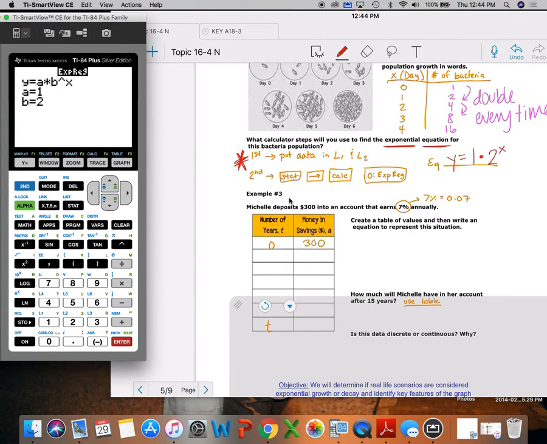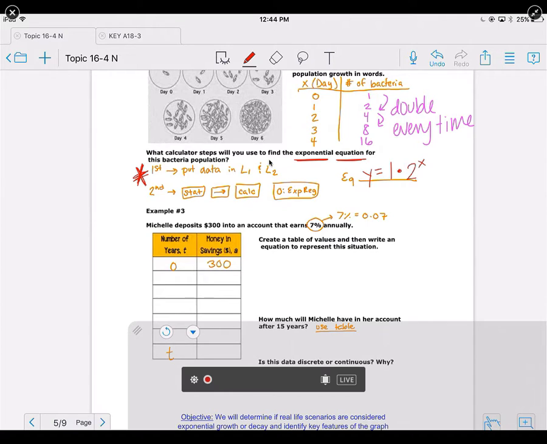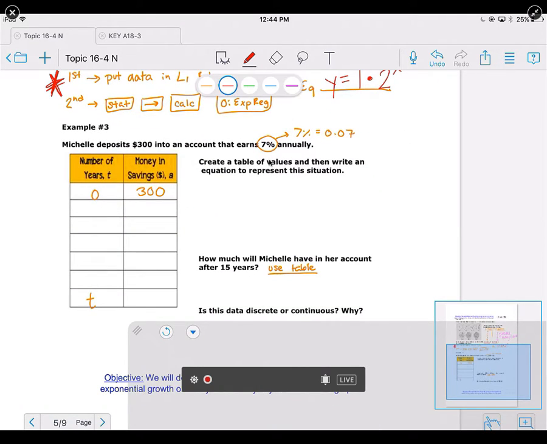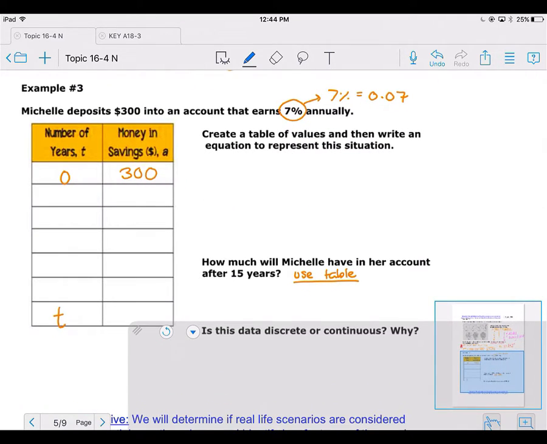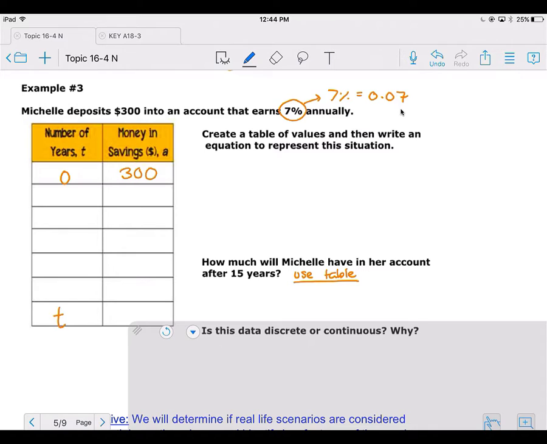So just like we can use a calculator to figure out a table in a linear capacity, we can do that in an exponential capacity as well. For example 3, Michelle is depositing $300 into an account that earns 7% annually. We've reminded you here that with percents, you have to move the decimal to the left 2 times so that you can find your decimal. They then ask us to create a table of values and write an equation to represent the situation.